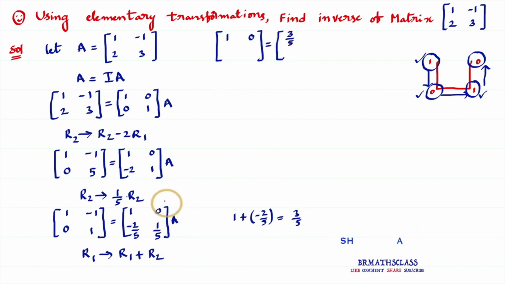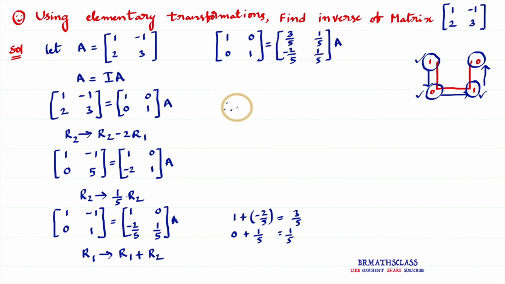Okay. Now this one. R1 plus R2. R1 plus 0 is there. Plus R2 plus 1 by 5 is there. 0 plus 1 by 5 is 1 by 5. So you got 1 by 5 here. Into A. Now R2 elements as usual: 0, 1, minus 2 by 5, 1 by 5. So you observe here, we got the identity matrix. Once we got the identity matrix here, the problem is over. Whatever the matrix is present here, that is the inverse of the given matrix.